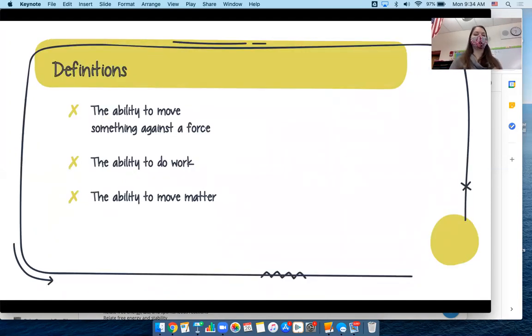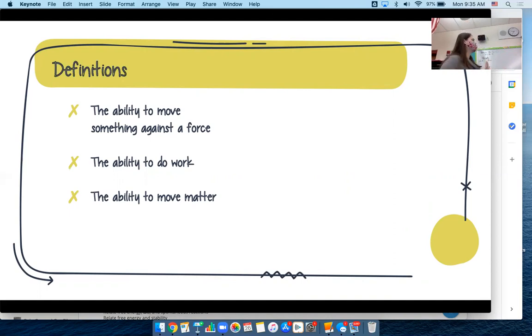So I'm going to start with a whole bunch of definitions, because matter is very obvious. You know what it is. You can touch it. You can feel it. But energy, especially potential energy, is a little bit confusing because it's not something that's innately affixed to an object or to a particular type of matter.